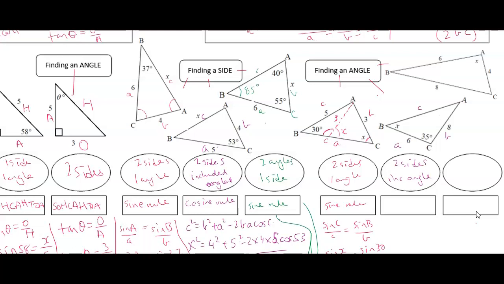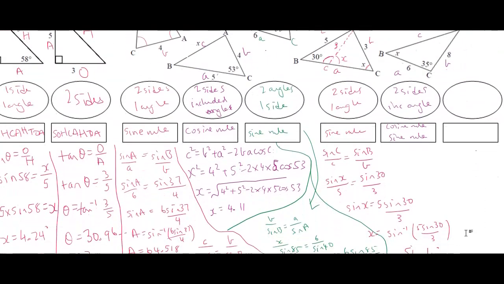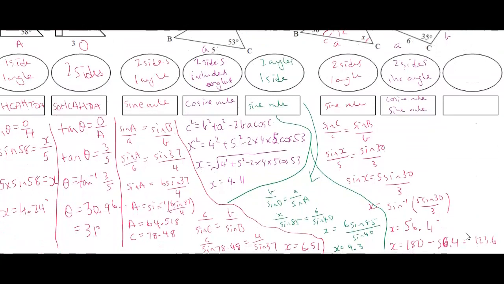So we're going to use the cosine rule, and then we also have to use the sine rule. So we can't just use the cosine rule. We need to use the cosine rule and the sine rule. All right, let's just give us a bit of space.